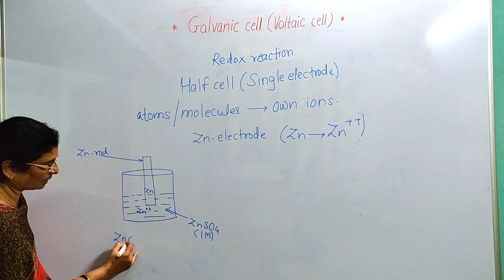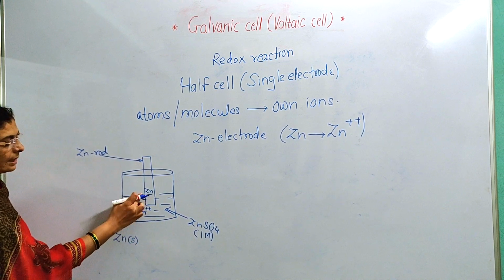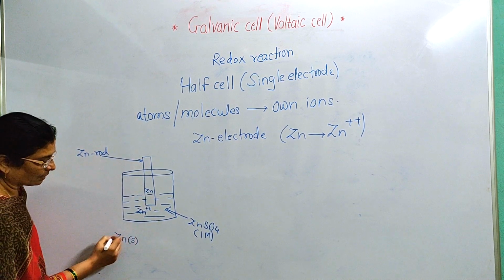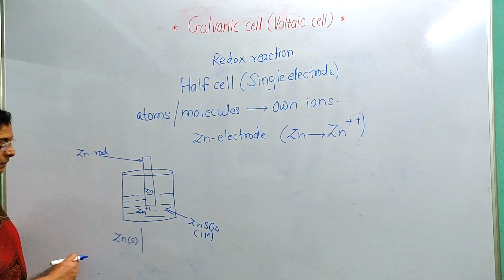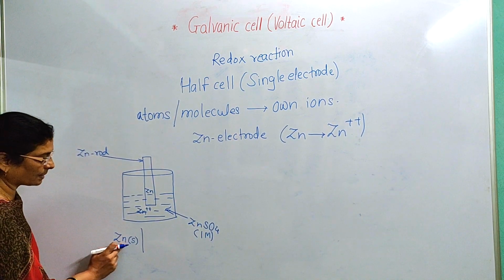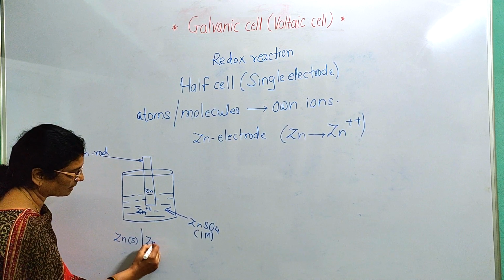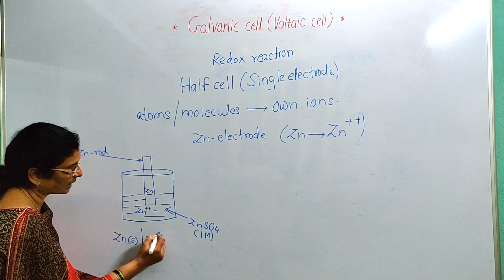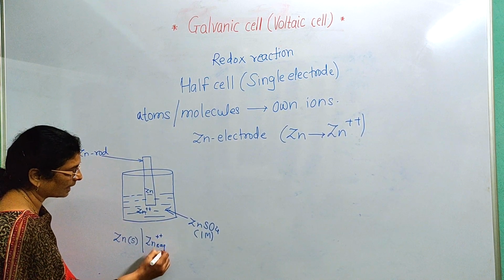First we have to write the atoms. These atoms are in solid state because they are present in the rod. And so Zn solid, then a single vertical line. This single vertical line represents the direct contact between the atoms and ions. After this vertical line, we have to represent the ions, Zn plus ions, and the ions are present in aqueous state.